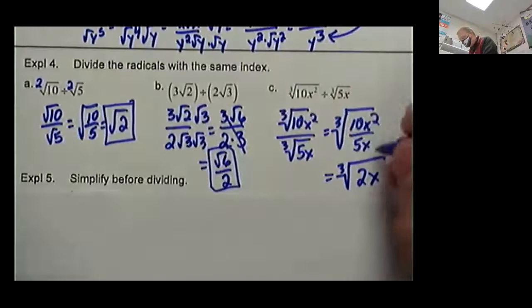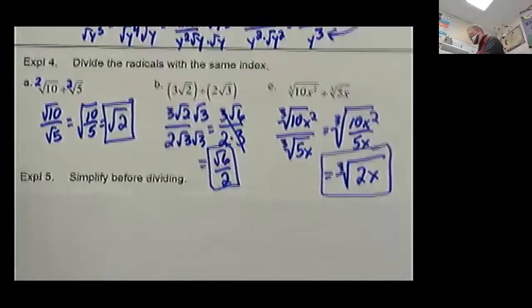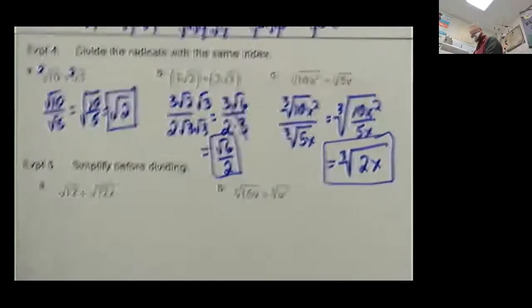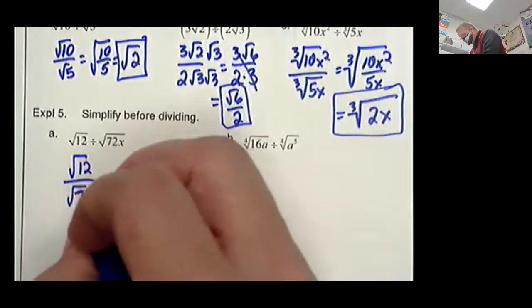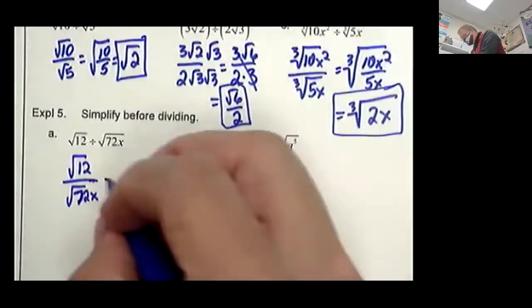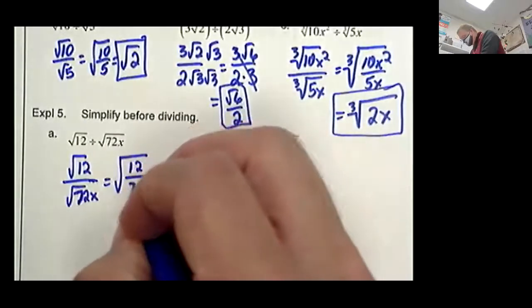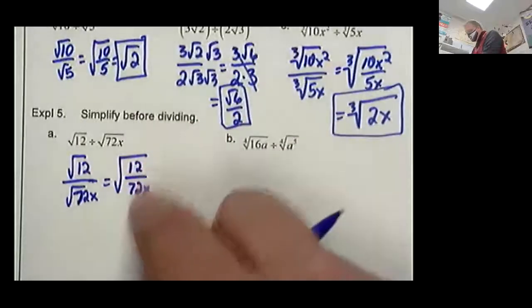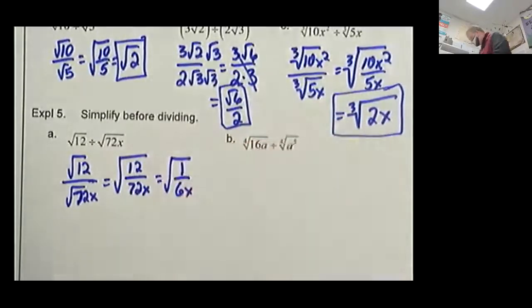Again, you can rationalize the denominator there, but because I saw that those actually divided, we can just turn it into a big root. We can also use the strategy of simplifying before we divide. How does that work? So this is root 12 divided by root 72x. I note that 12 and 72 have common factors. So I'm going to turn this into a giant square root of 12 over 72x. If I divide 72 by 12, I actually get the square root of 1 over 6x.